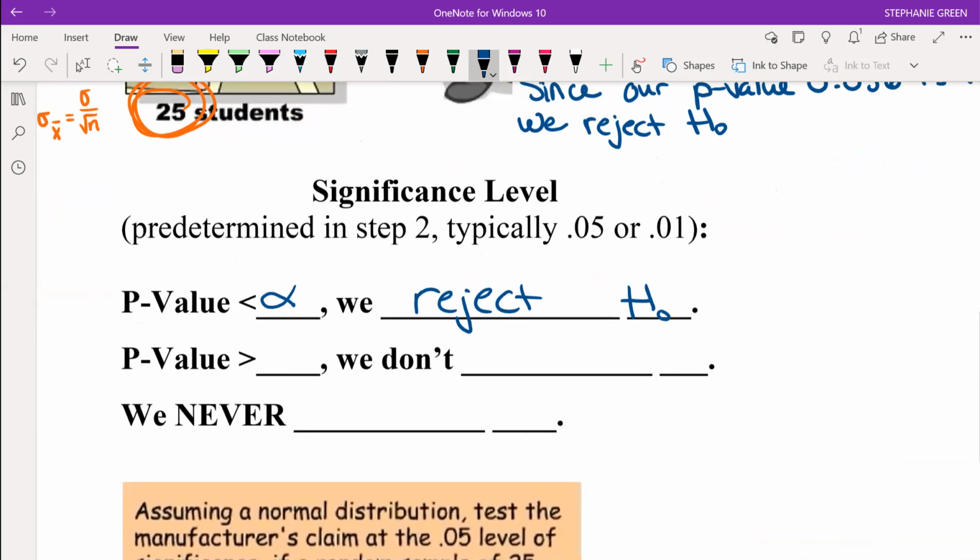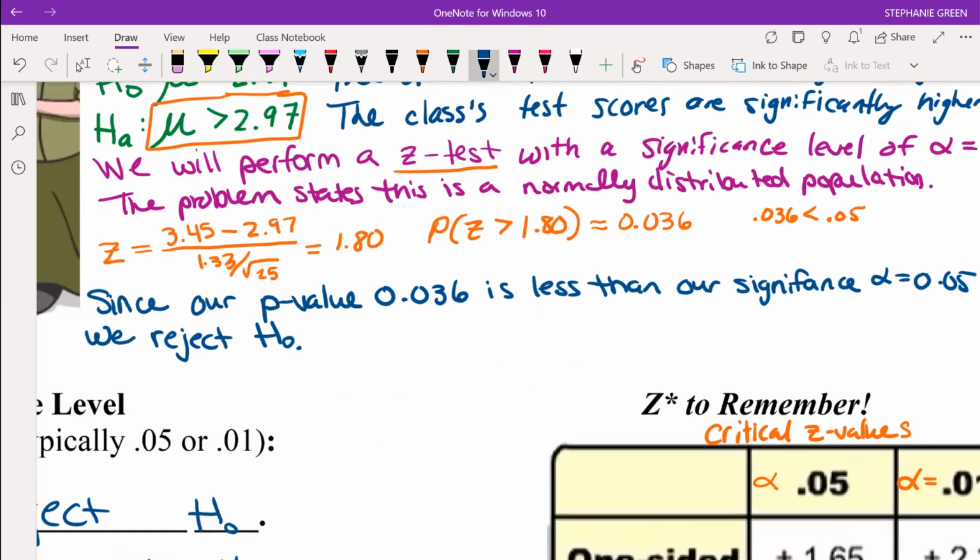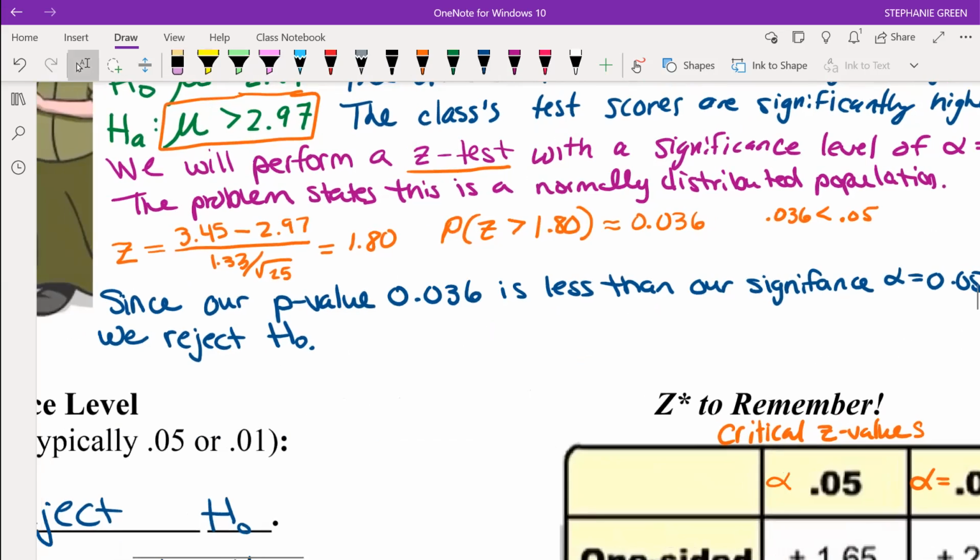Okay, if the p-value was actually greater than alpha, meaning it's more probable to happen, then we would not be able to reject the null hypothesis, which basically means our results are inconclusive. If we can't reject the null hypothesis, then we can't do anything. We can never accept the null hypothesis, okay? We either reject it or we don't reject it, and that is it. So there's our conclusion. I need to, though, state it in context of the problem. Super important.